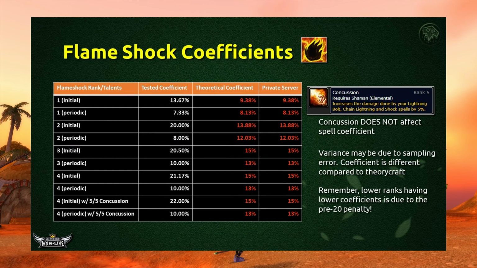Now for Flame Shock, which is unique because it's a hybrid spell, meaning that it has an initial portion and a periodic portion. Now in private servers, I got approximately 15% for anything above level 20 for initial, and 13% for periodic. The Theorycraft add-on and the private server actually corroborate there. However, what I've gotten on the Classic WoW beta is much different. Pre-level 20, of course, there is a penalty. However, by rank 3, you can see that the initial portion is about 21%, and the periodic is only 10%. So on the beta, compared to the Theorycraft add-on, the initial is higher, but the periodic is lower. Will that balance out? I'm not entirely sure, but as with Frost Shock, Concussion does not alter the spell coefficient.